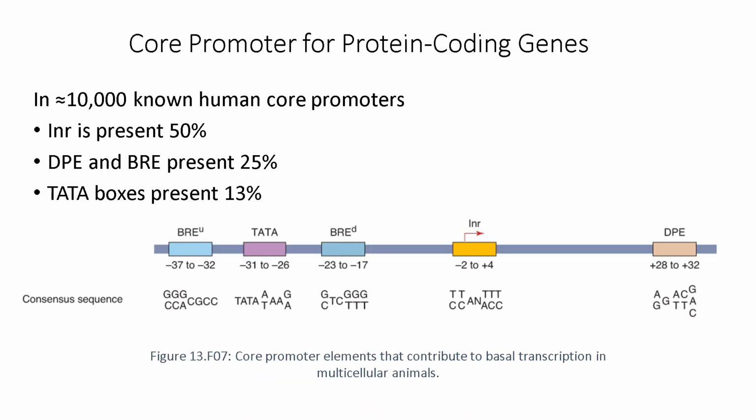In human promoters, the initiator element is found in about 50% of genes. DPE and BRE elements are found in 25%, while TATA boxes appear in just 13% of promoters. This diversity reflects multiple modes of transcription initiation across the genome and highlights the modular architecture of core promoter elements.